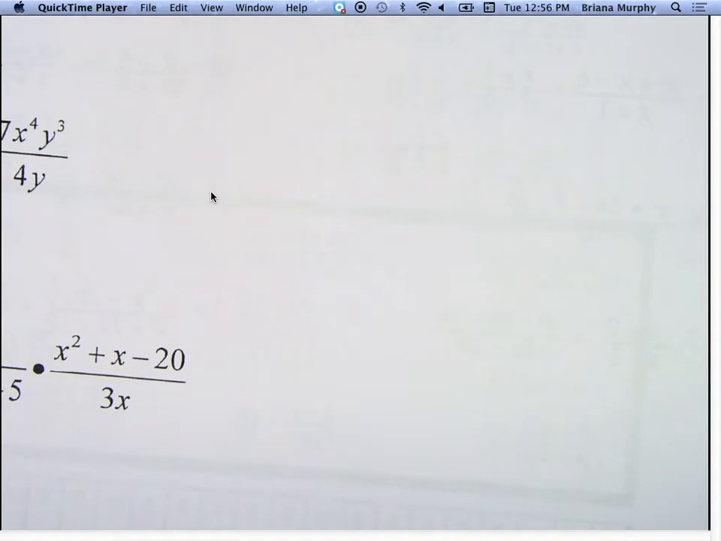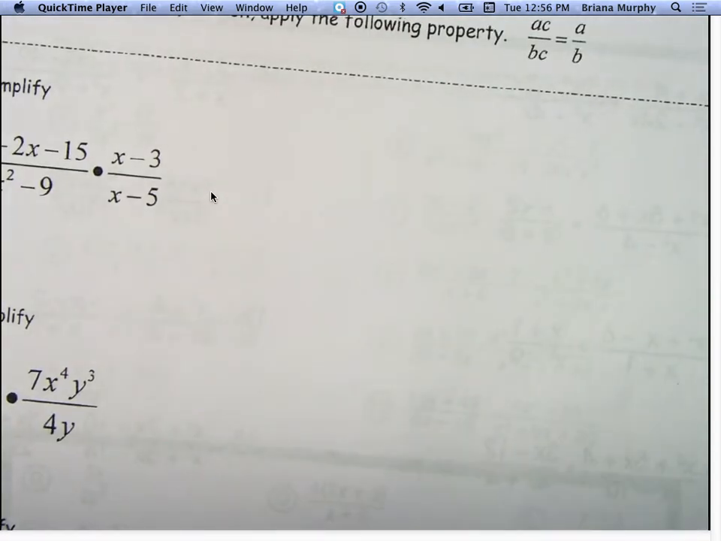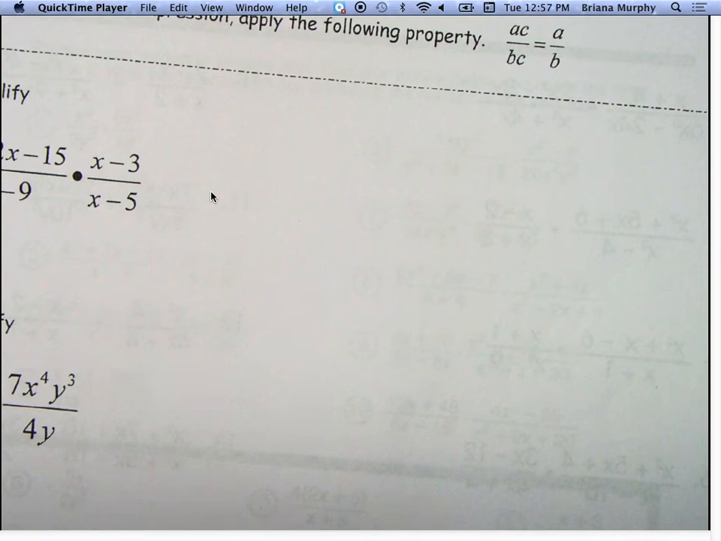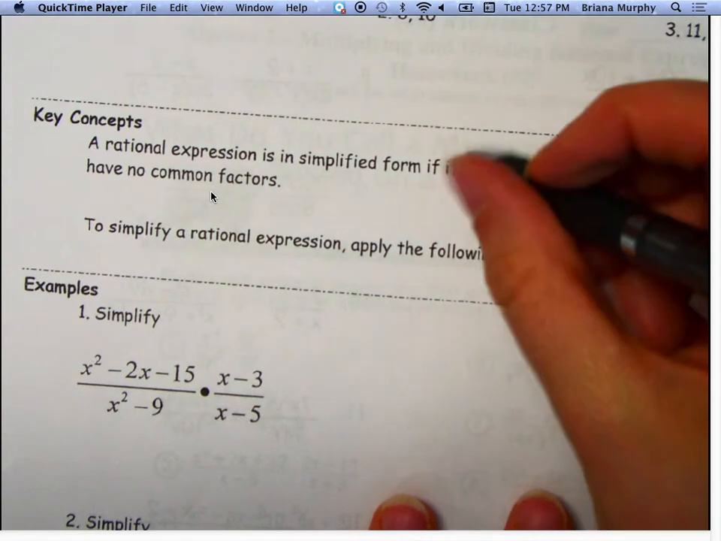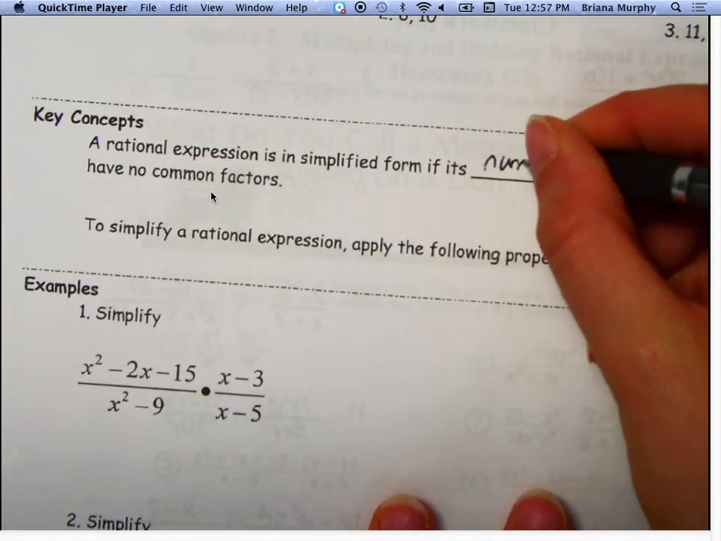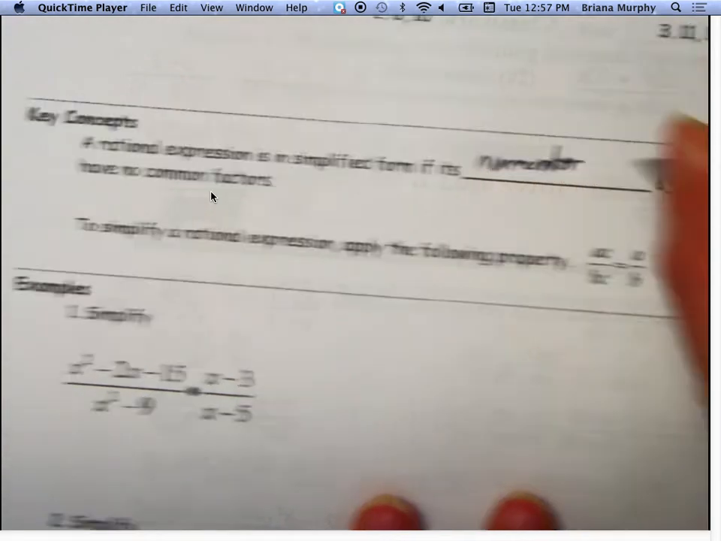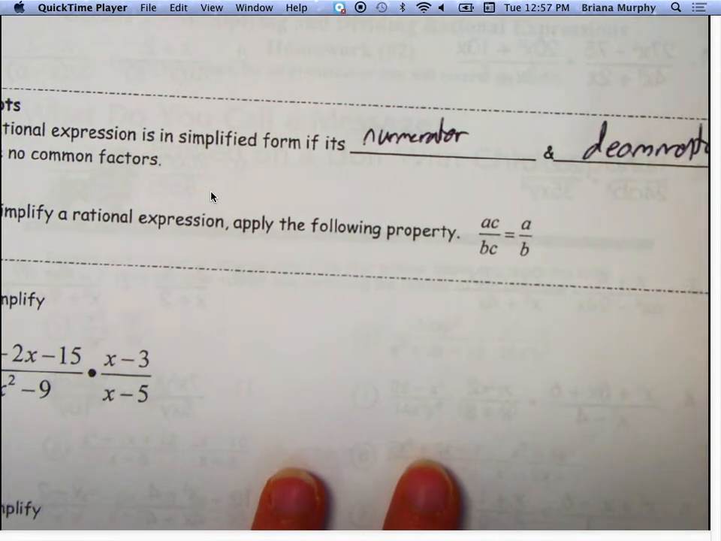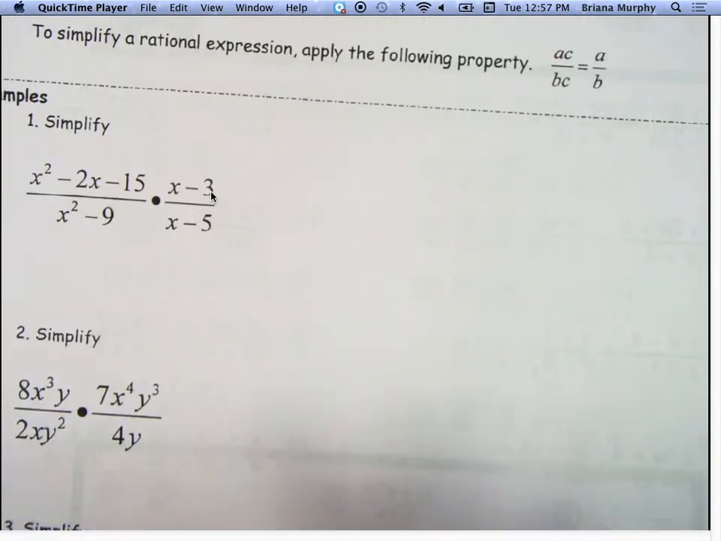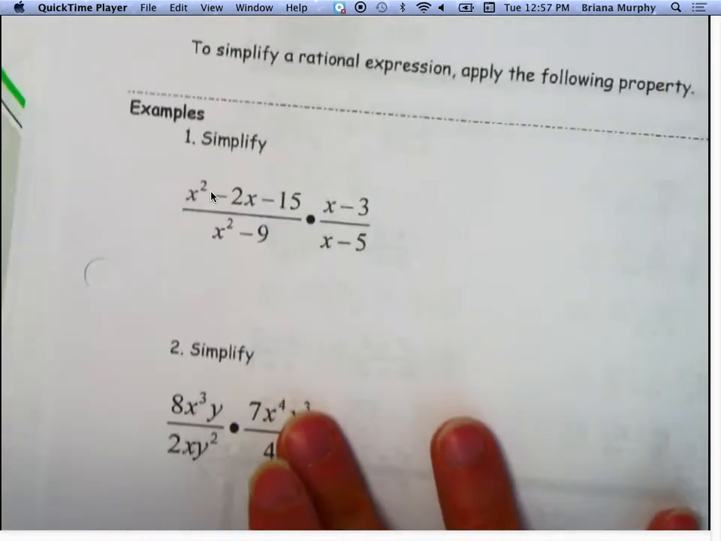For rational functions, we're going to start with this: a rational expression is in simplified form if its numerator and denominator have no common factors. What do you think? Numerator and denominator. Okay? All right, we're going to start with number 1 here to simplify.